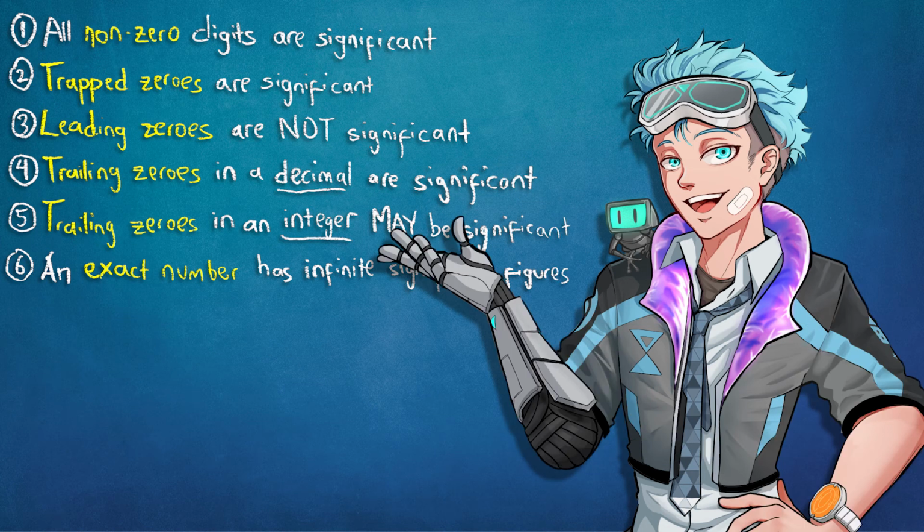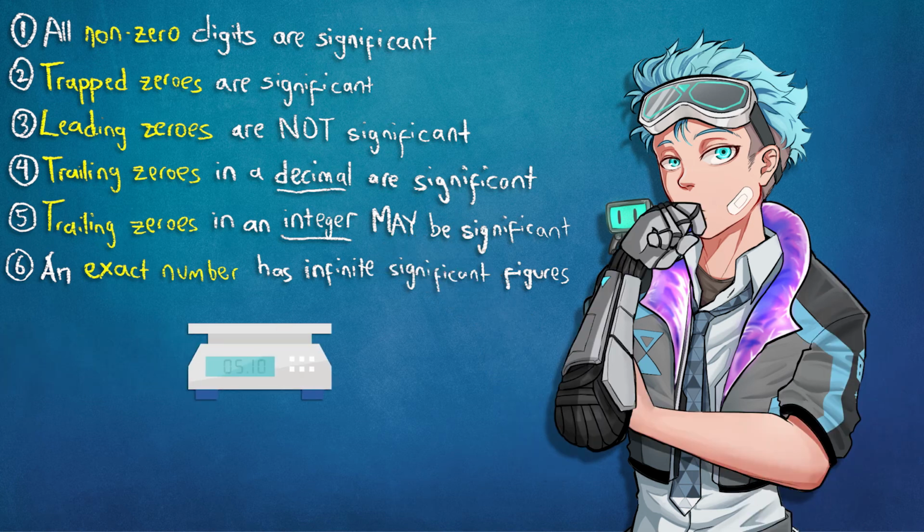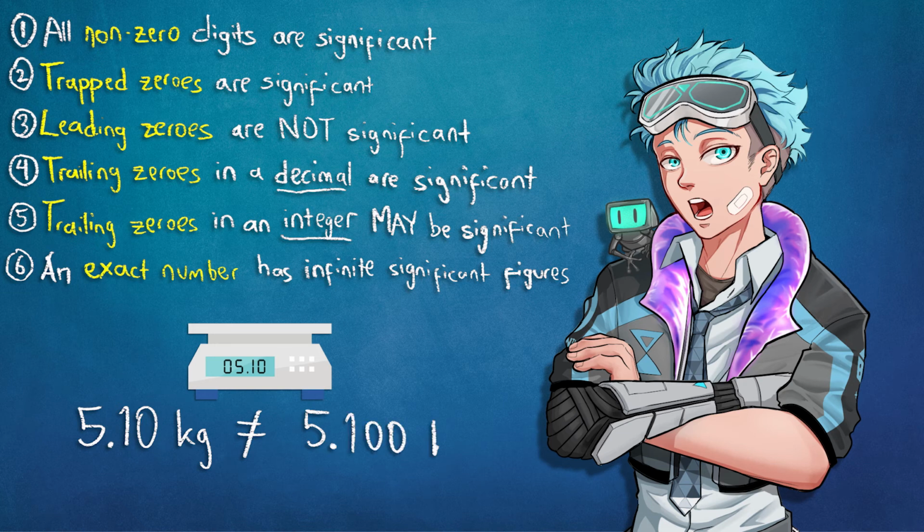That's pretty much it. Aside from these rules, it's important to note that the number of significant digits rely heavily on your measurement resolution. If the resolution of your scale is 2 decimal points, you can't claim to have measured a mass of 5.100 kilograms, because the instrument doesn't have that kind of precision.